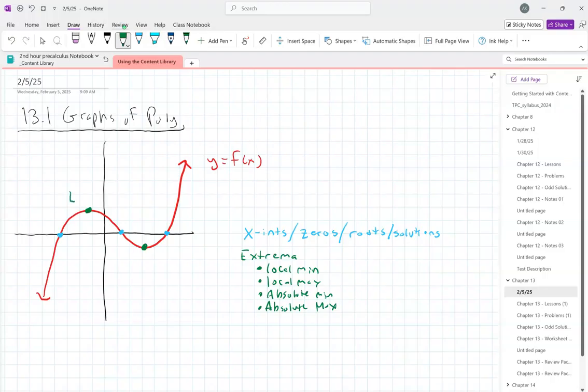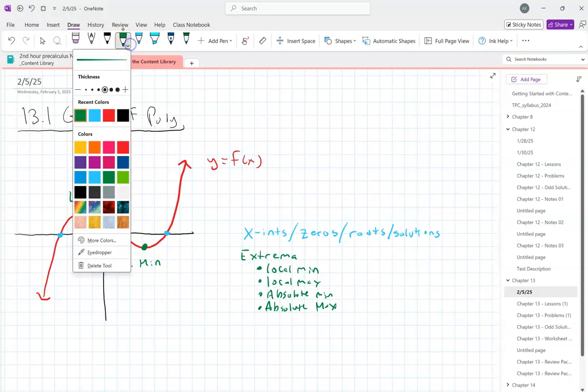And then the other extrema here would be a local minimum, right? Is everybody okay with those ideas? Remember that from last year, talking about extrema?